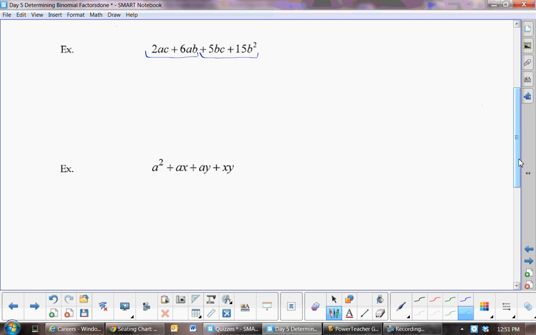Now look at that first set. Is there anything I can take out? Be greedy. 2a, leaving me with c plus b. Okay, anything I can take out of that second one? 3b. Yep, 3b. Anything I take out of that second one? 5b, which would leave positive 5b, correct? Which would leave me with c plus 3b.